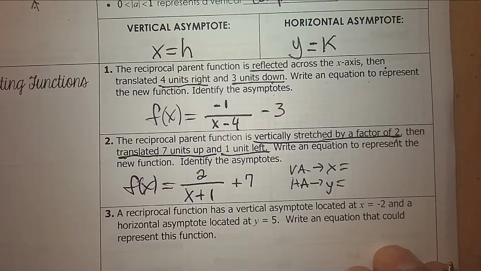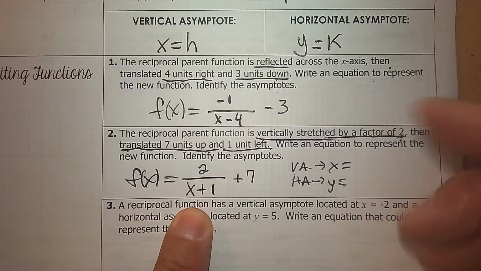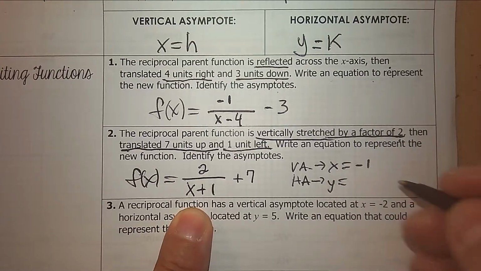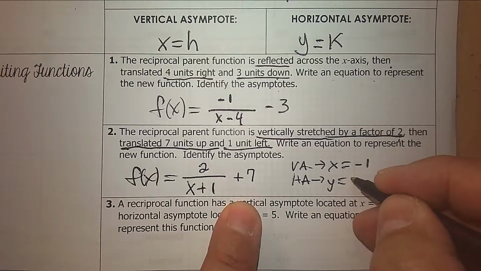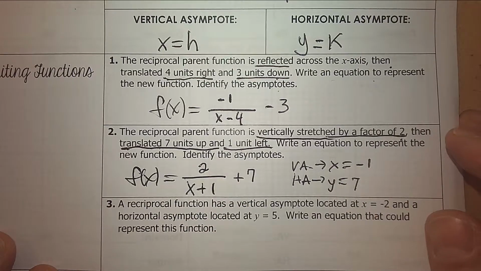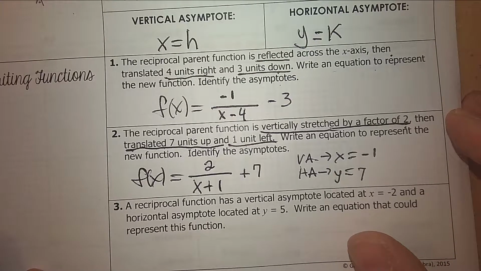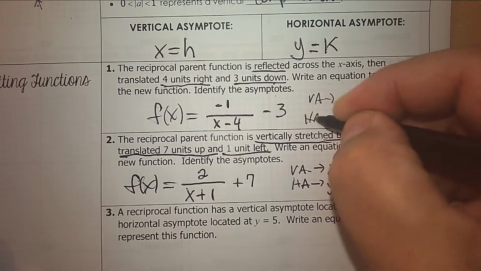Can you tell me what the vertical asymptote is for number 2? What can x not be? Negative 1. Good. And can you tell me what the horizontal asymptote is? What's K? Sorry, K. Okay. It's in my head. 7, right? Let's try it again. So vertical asymptote, horizontal asymptote.